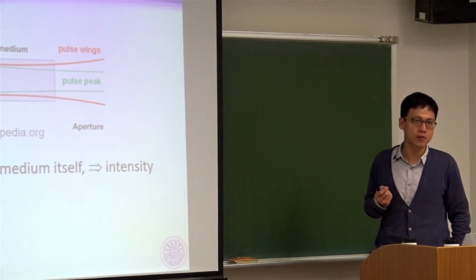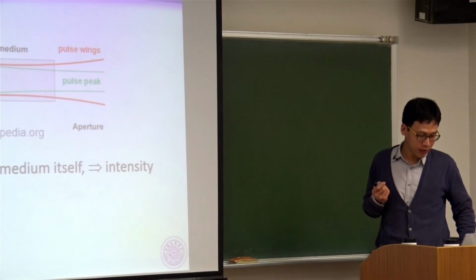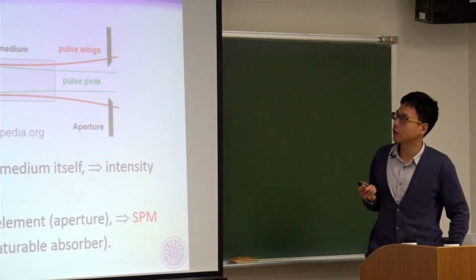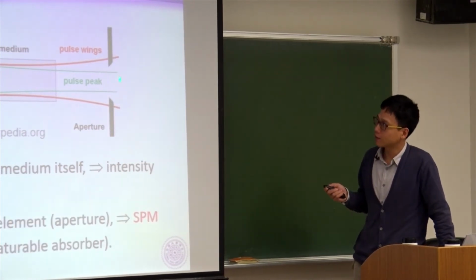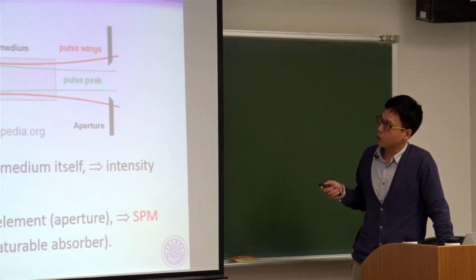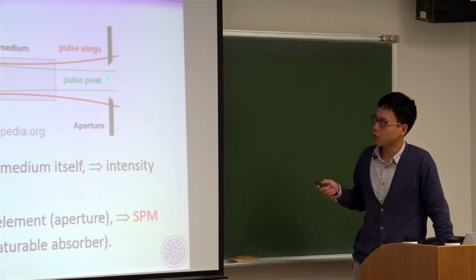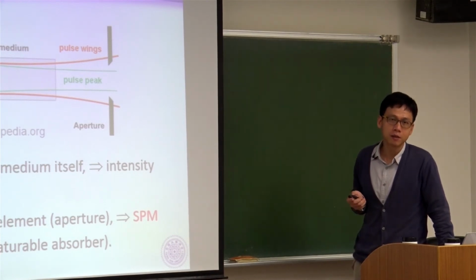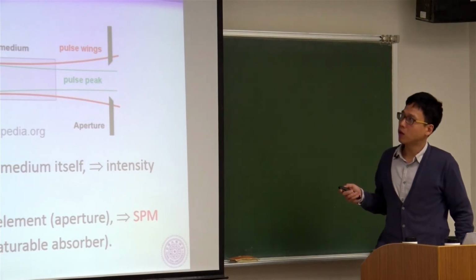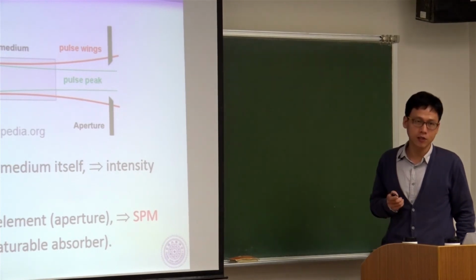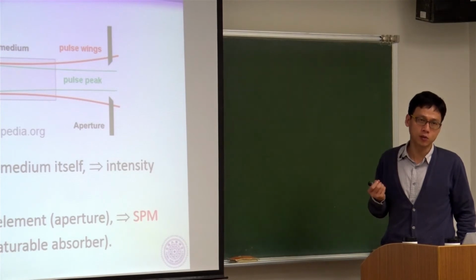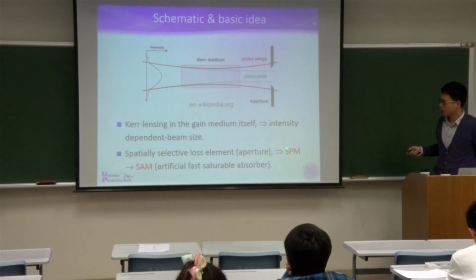How to truly shorten your pulse? As we discussed earlier, you can insert an aperture like this. Okay? In this case, your pulse peak passes through the aperture totally, but your pulse wings are partially cut by your aperture. So pulse wings experience a stronger loss than the pulse peak, and you can have a pulse shortening effect. And this is a mechanism transforming self-phase modulation into self-amplitude modulation.